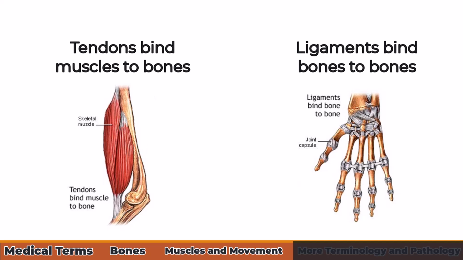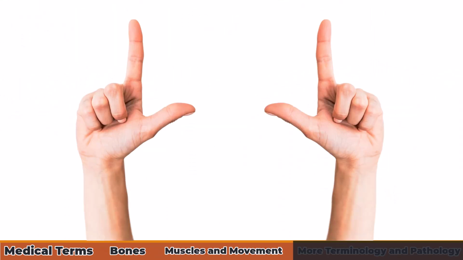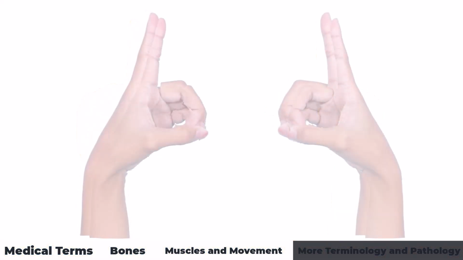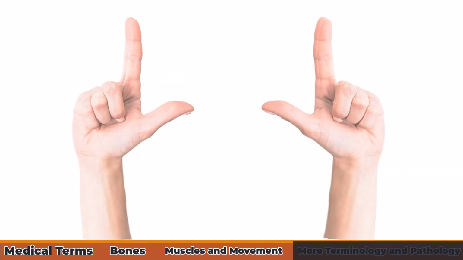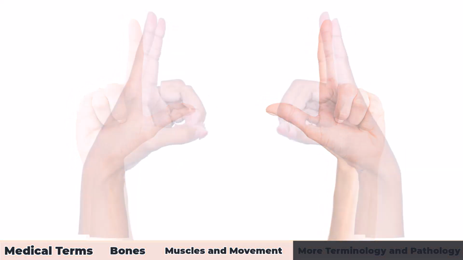Here's a mnemonic to help you remember. Use your fingers to make two L's facing each other. Quickly turn the L's into B's that are facing each other. Now you can see that ligaments bind bones to bones.